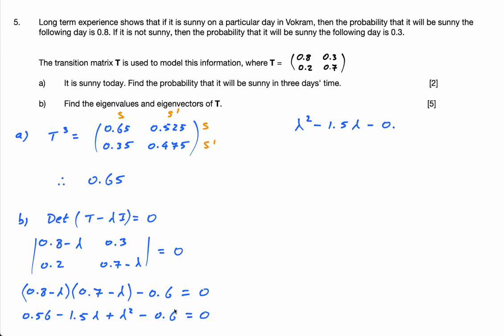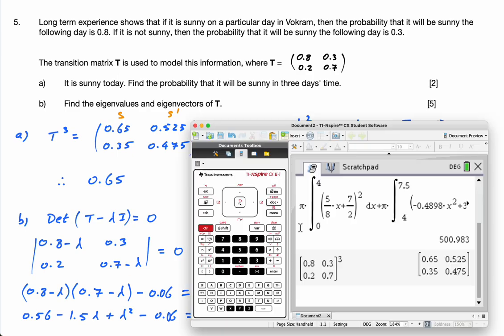Yeah, sorry, that's 0.06, guys. 0.06. So that should be 0.5 equals 0. I nearly made a mistake there. Okay, anyway, don't try and solve that any way other than the calculator.